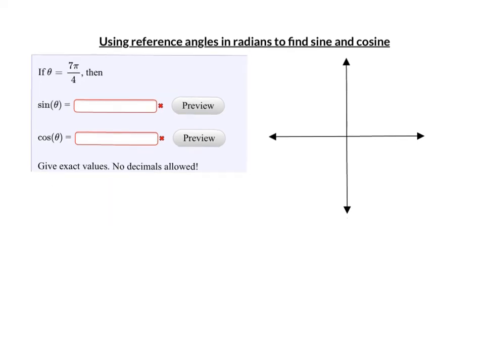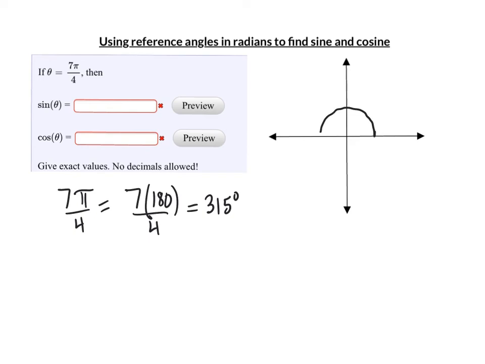Last example, 7 pi over 4. We need to convert that to degrees. 7 pi over 4. I'm going to use the substitution method here. I know that pi radians is 180 degrees, so it's 7 times 180 divided by 4. And 7 times 180 divided by 4 is 315 degrees. So I'm going to go around 180 to 270. And let's see, that would be 45 more, 45 degrees more.